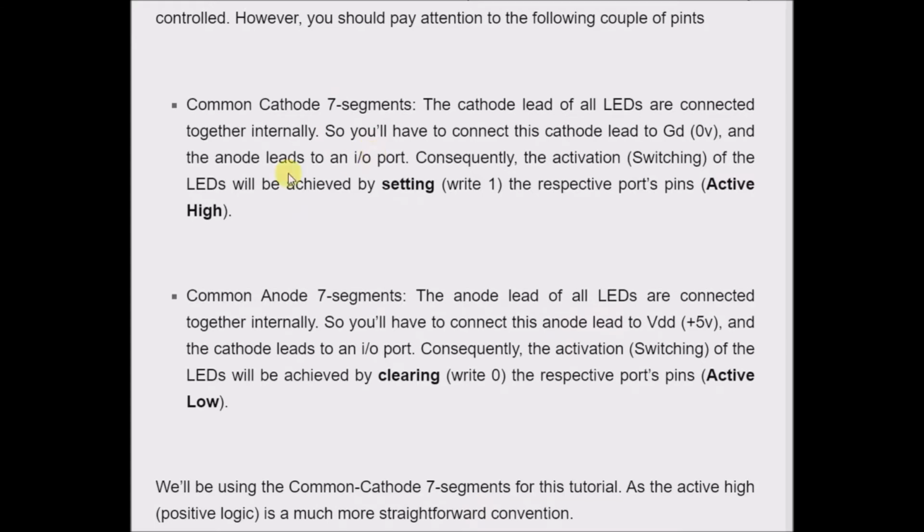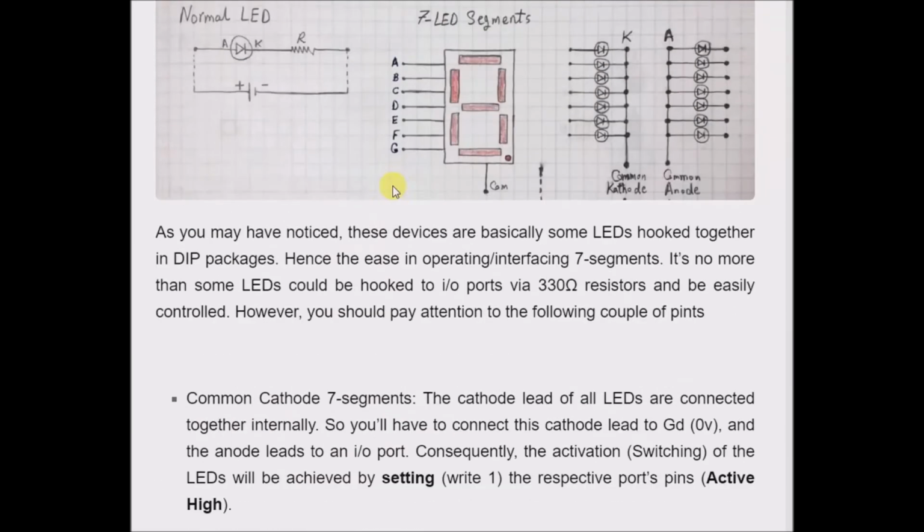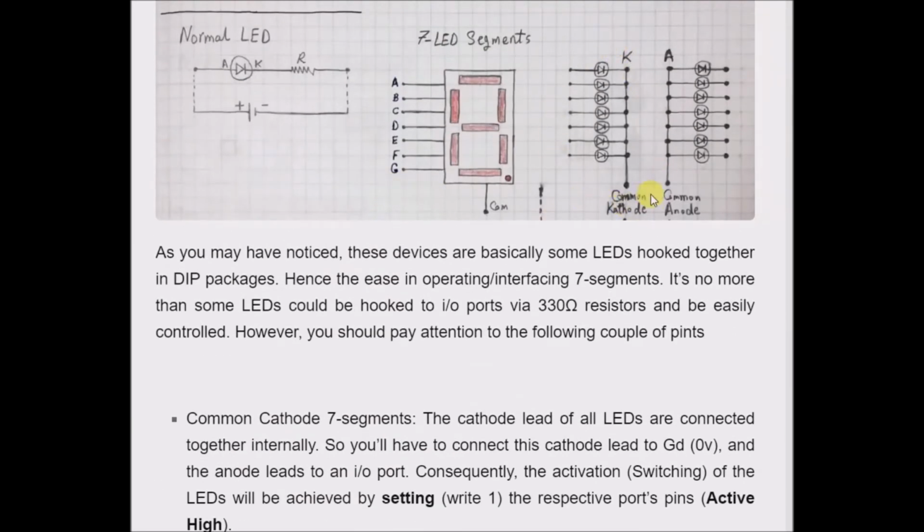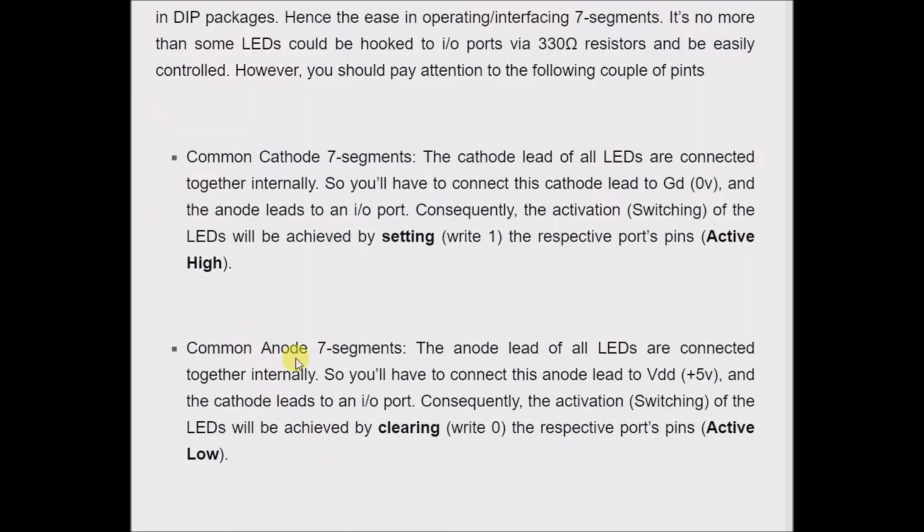So I'll look back at the picture. Common cathode. So this is the common cathode. I guess that's sharing a ground. Common anode, 7 segments. The anode lead of all LEDs are connected together internally, so you'll have to connect this anode lead to 5 volts VDD, and the cathode leads to an input-output port. Consequently, the activation switching of the LEDs will be achieved by clearing (writing 0) the respective port pins, active low.